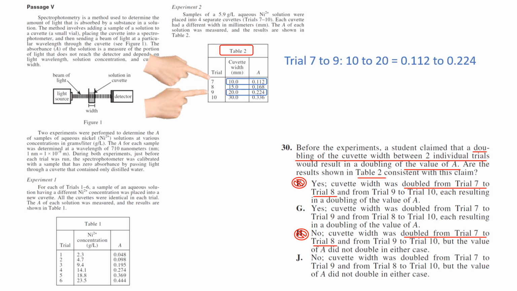We say from trial 7 to 9, right, the cuvette went from 10 to 20, and the absorbance went from 0.112 to 0.224. So yes, it did double. So your answer has to be G, yes. Choice J said it did not double in either case. We know it at least did in trials 7 to 9. We can verify that again by looking at trials 8 to 10. We see the same thing, it doubles. So your answer has to be G.